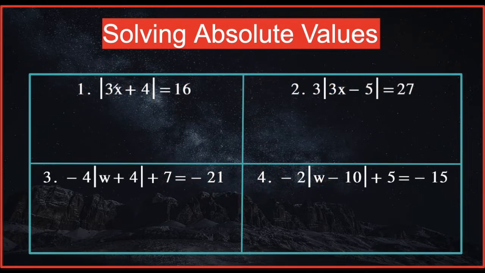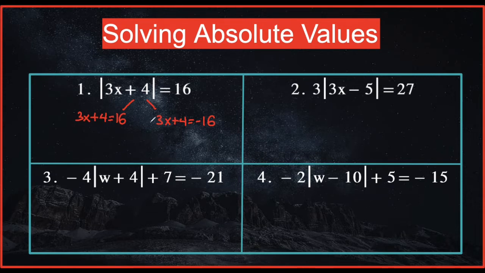Number 1. The absolute value of 3x plus 4 equals 16. Whenever you have an absolute value by itself equals a number or whatever on the other side, this is going to split up into two separate equations. The first is going to look exactly the same, but without the absolute value, 3x plus 4 equals 16. And the second equation is going to be the same thing, but on the right side of the equal sign, we're going to add a negative sign. So we're going to multiply by -1 on the opposite side.